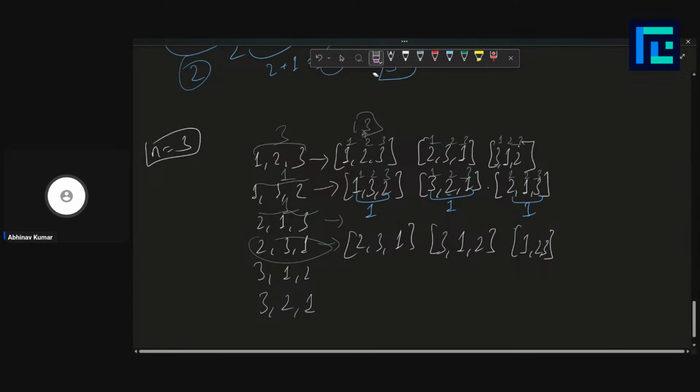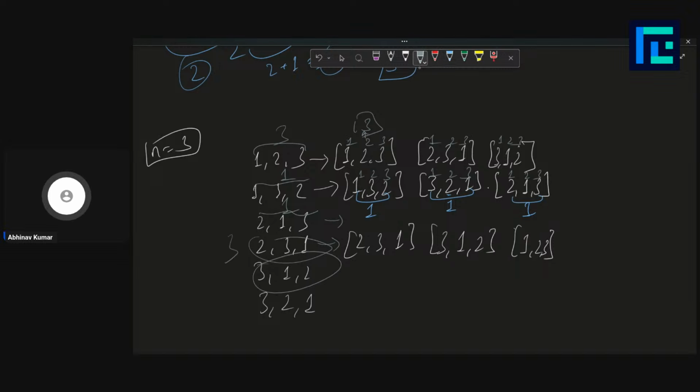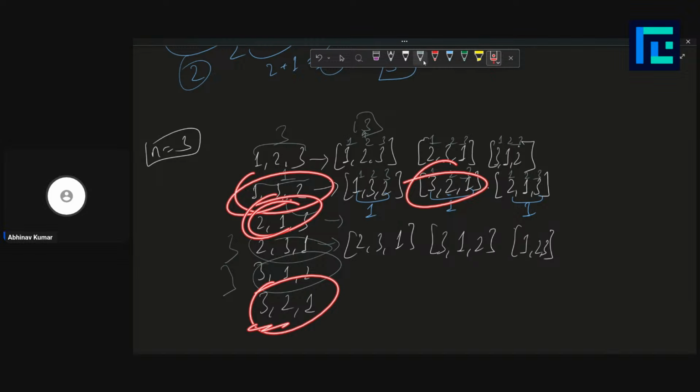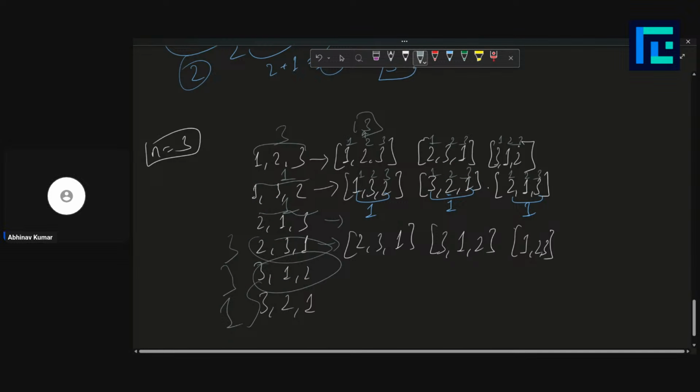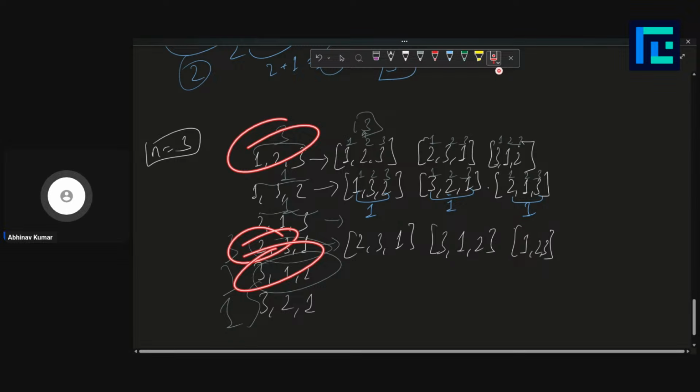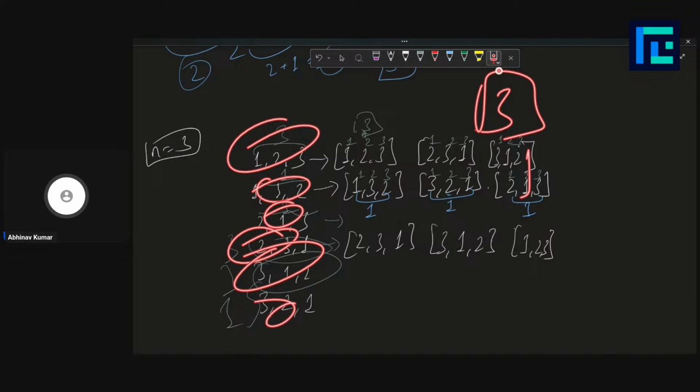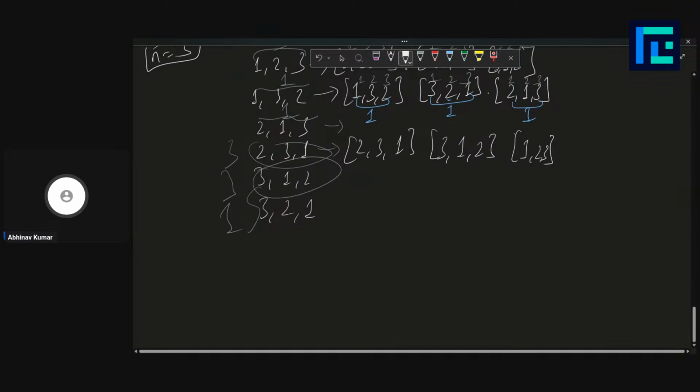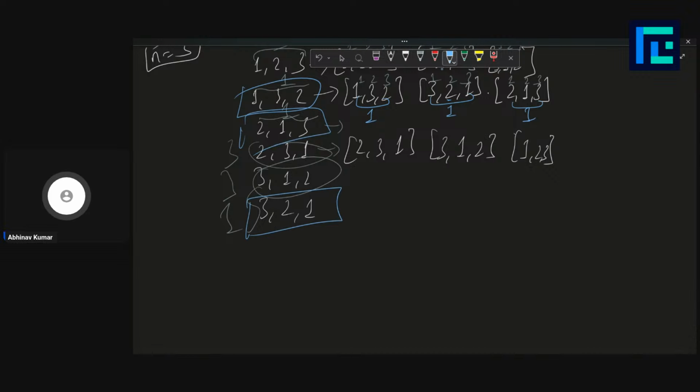So for this, our answer was 3. For this also, our answer would be 3. Now, if you look at this 3, 2, 1, this cyclic shifted is actually same as these two arrays. So its answer would be 1. So if you select any of these 3, your answer would be 3. If you select any of these 3, your answer would be 1. So what is the minimum among them? 1 is the minimum. So in your answer, you would return either of these 3 permutations. You can return either of these 3 permutations as your answer.